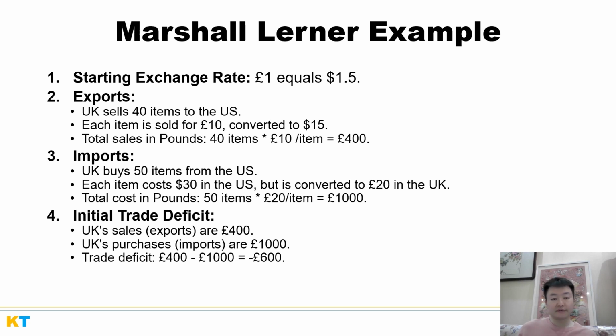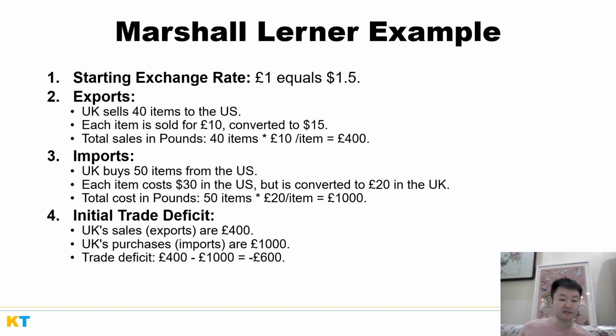And so let's pretend we have an exchange rate of £1 to $1.50. And let's pretend that we're the UK. And so from an exports perspective, the UK sells 40 items to the United States. And so if the United States is wanting to buy things from the UK, they have to pay in pounds. And so each item in the UK is sold for £10. And so the US has to pay $15 per item. Total sales in pounds is going to be 40 items times £10 per item. It's going to be £400. So the exports are worth 400.